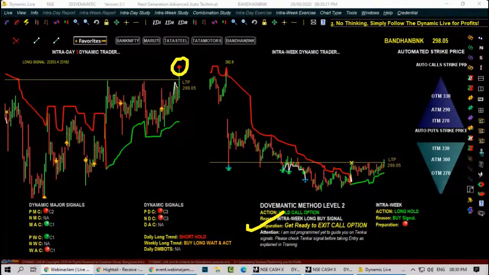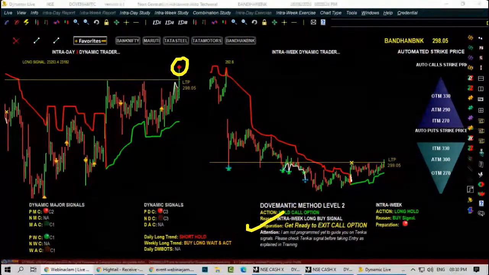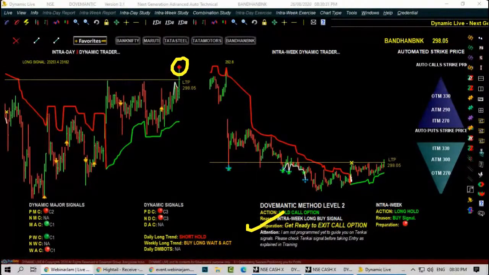Even if you have exited the call option today, just a few minutes before closing, there is absolutely no problem. But if you have not done that, watch it in the first 5 minutes when the market opens tomorrow. It will tell you to exit call option. So that is when you can exit the trade. There's Bandhan Bank.